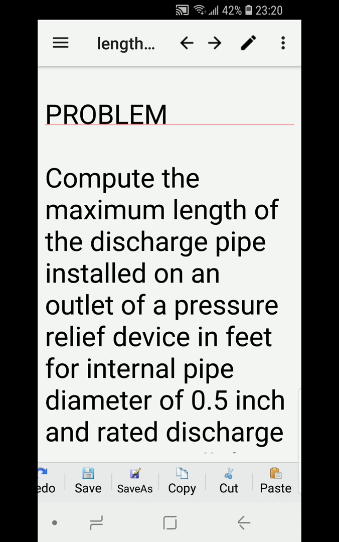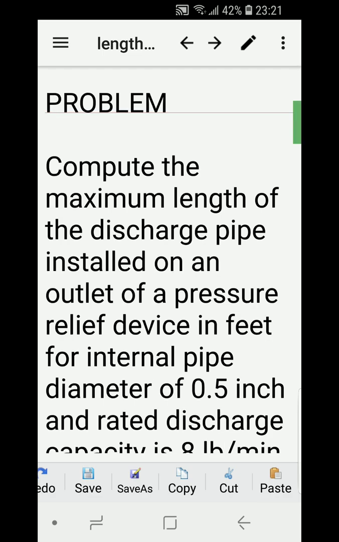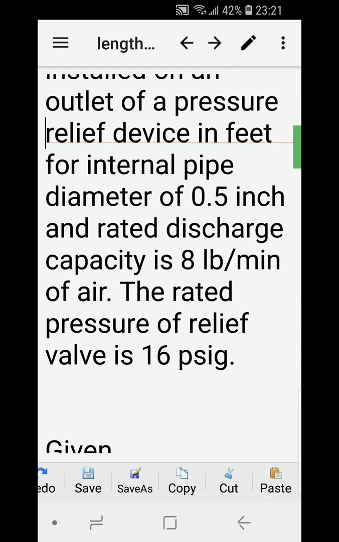Compute the maximum length of the discharge pipe installed on an outlet of a pressure relief device in feet for internal pipe diameter of 0.5 inch and a rated discharge capacity of 8 pounds per minute of air. The rated pressure of the relief valve is 16 psig.